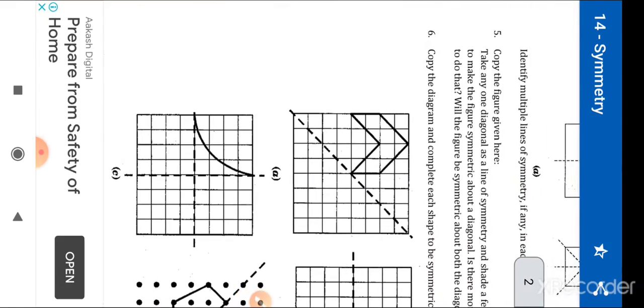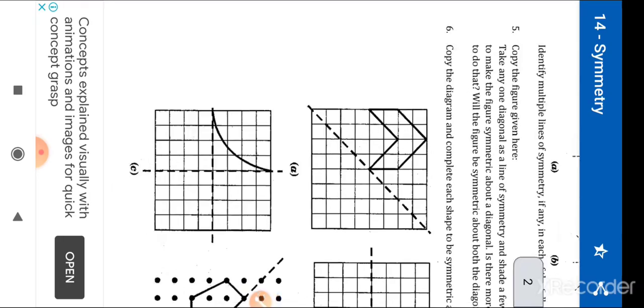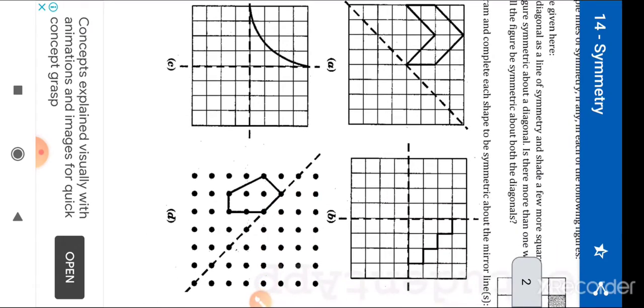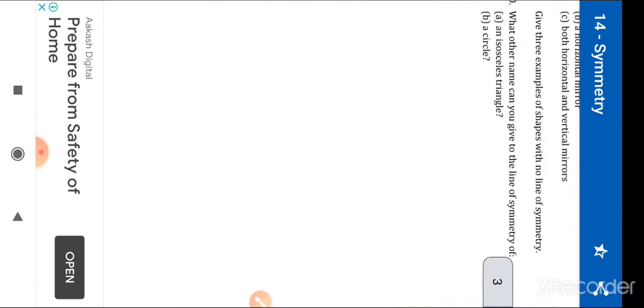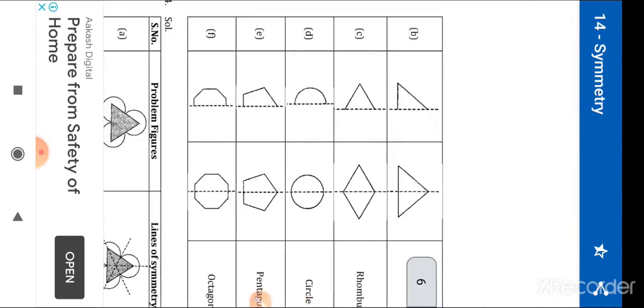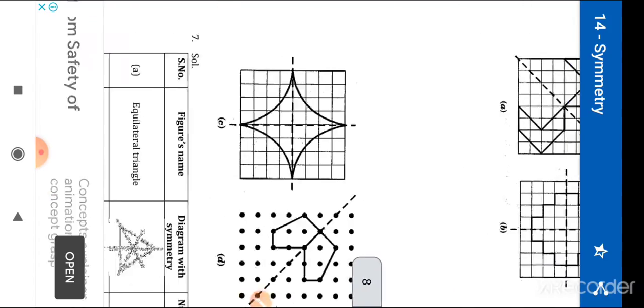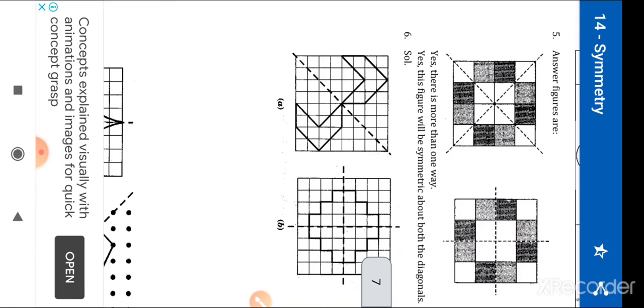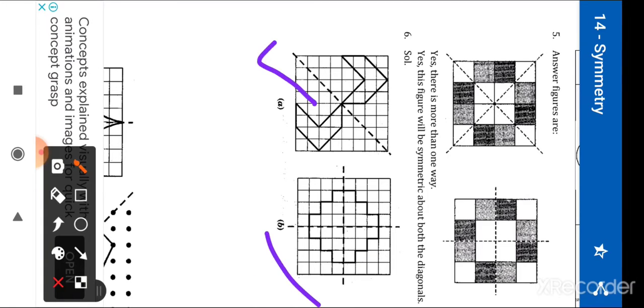Move to our next question. Question number 6. Copy the diagram and complete each of the shapes to be symmetrical about the mirror lines. So you can make the figure symmetrical about the mirror line as shown in the figure.